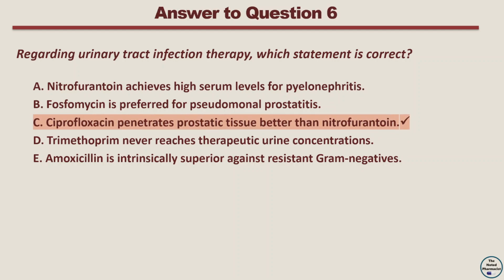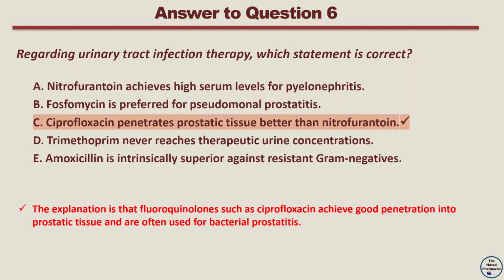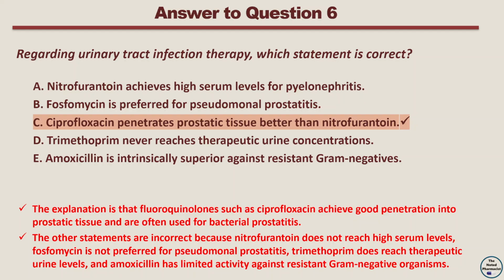The correct answer is option C, ciprofloxacin penetrates prostatic tissue better than nitrofurantoin. The explanation is that fluoroquinolones such as ciprofloxacin achieve good penetration into prostatic tissue and are often used for bacterial prostatitis. The other statements are incorrect because nitrofurantoin does not reach high serum levels, fosfomycin is not preferred for pseudomonal prostatitis, trimethoprim does reach therapeutic urine levels, and amoxicillin has limited activity against resistant gram-negative organisms.